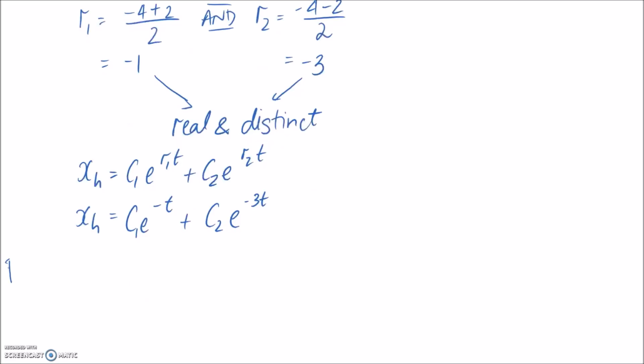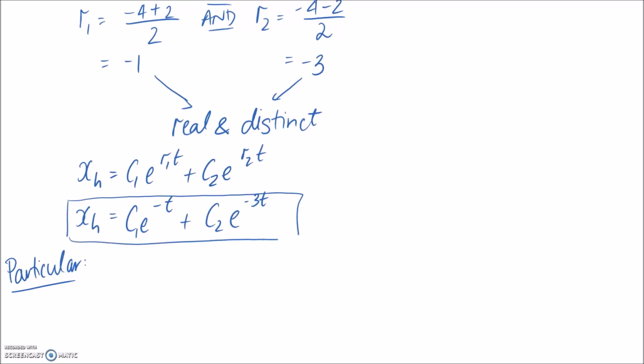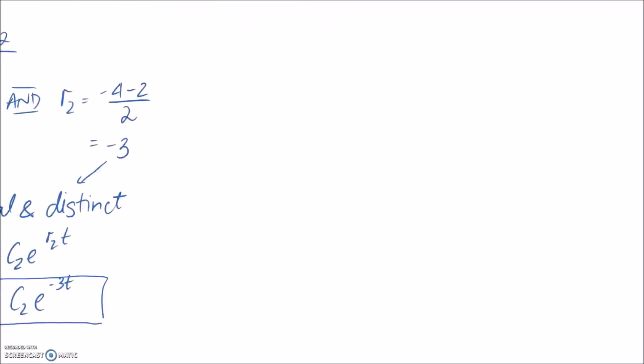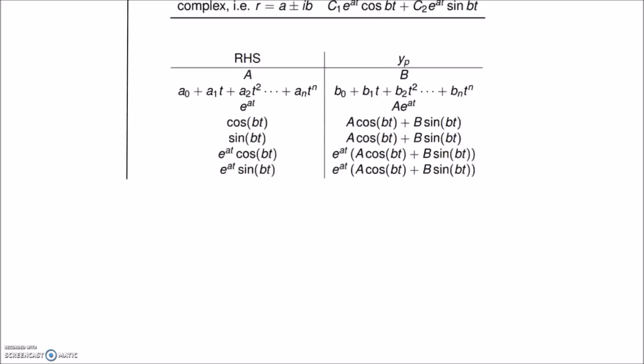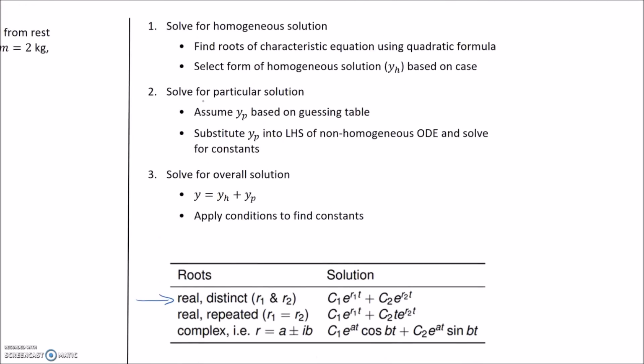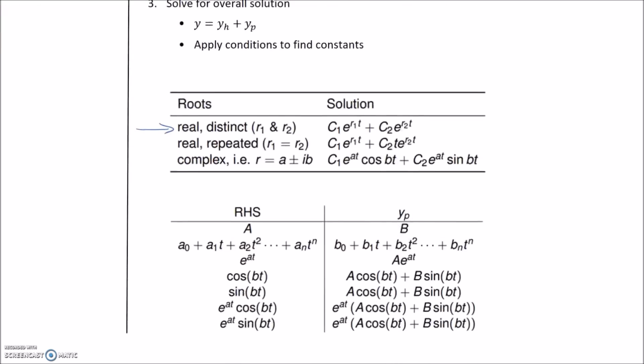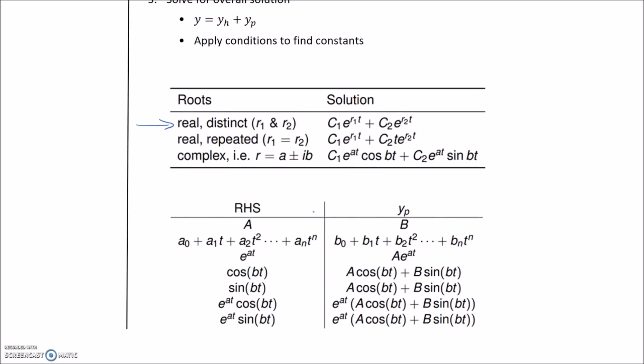So the next bit that we're going to need to do is looking at the particular solution. I'm just going to highlight this because we're going to need to come back and use that again at the end. So coming back up to our list of instructions, in order to get this particular solution, we need to assume what yp is equal to, that's our particular solution, based on the guessing table. Okay, so if we come down here, this is the guessing table that we need to use.